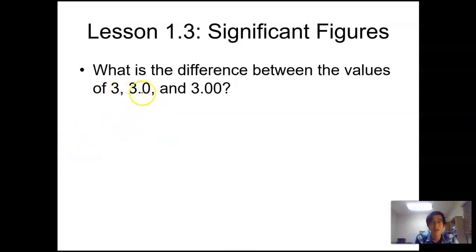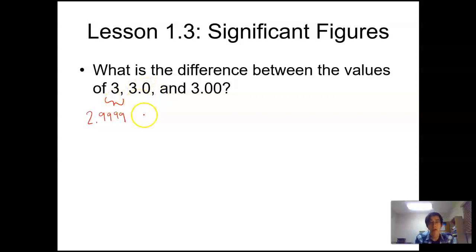Alright, so let's look at this. What is the difference between the values 3, 3.0, and 3.00? So you might be thinking, hey Mr. Tran, those are all 3's. What's the difference? There actually is a difference if you look more closely. So this 3 right here could actually be 2.9999. It can go on forever, right? And even though 2.9999 is really close to 3, it's not exactly 3.